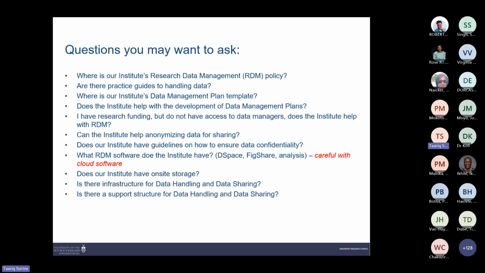Okay. Does your institution have on-site storage? Always best is if they've got storage facilities in a central data center, which is behind firewalls and protected and doesn't get affected that much by load shedding or anything else like that. Your data stays there and it's safe.